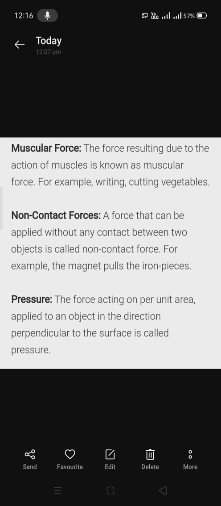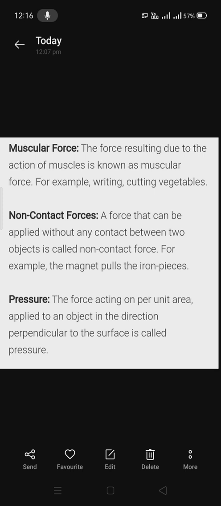Pressure. The force acting on unit area applied to an object in the direction perpendicular to the surface is called pressure.